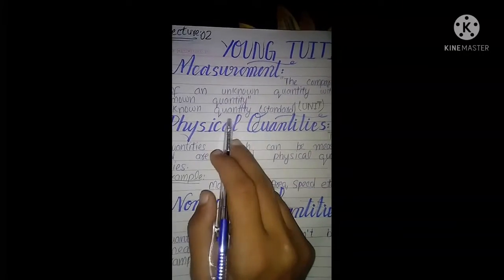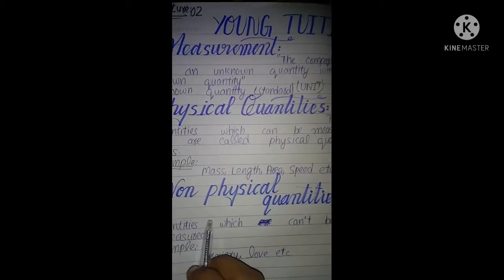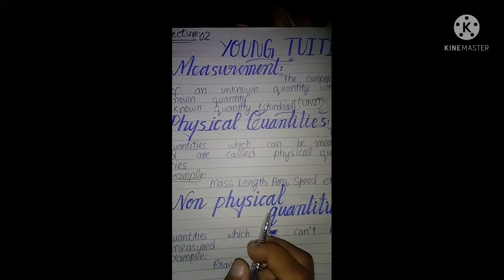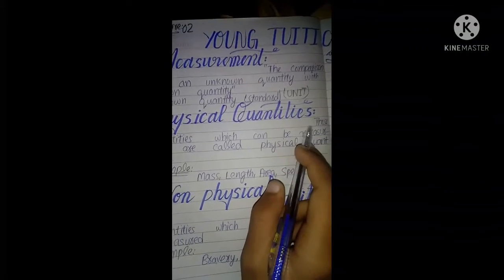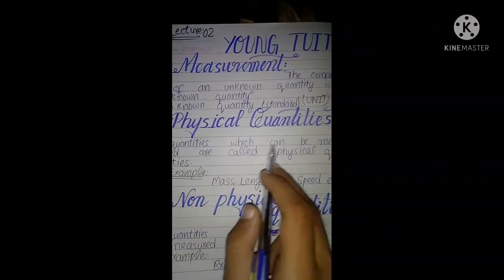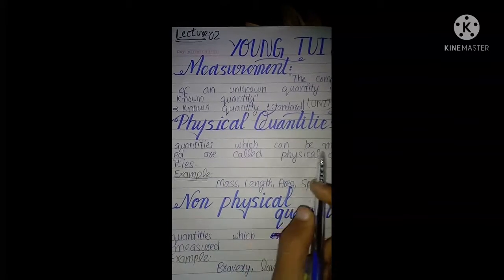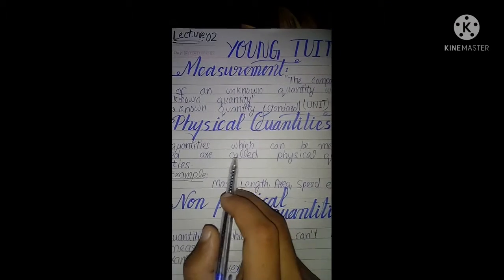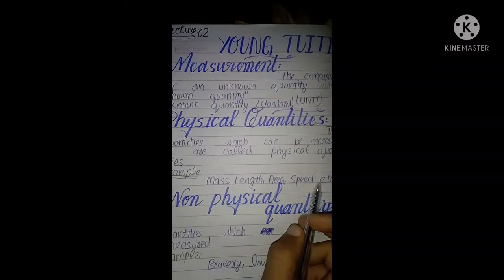Physical quantities. On the basis of measurement, there are two types of quantities. One of them is physical quantities, while the next one is non-physical quantities. In physics, we deal with physical quantities, and physical quantities are those quantities which can be measured. Those quantities which are measurable are called physical quantities. Example: mass, length, area, speed, etc.